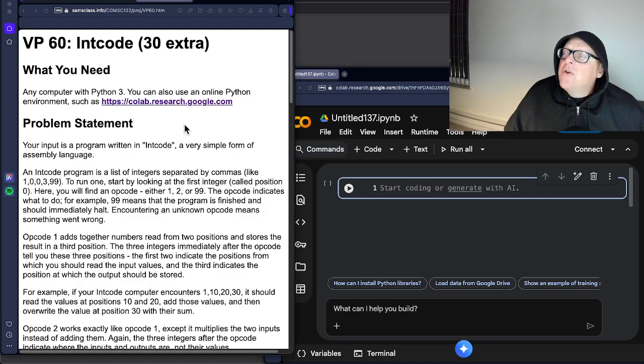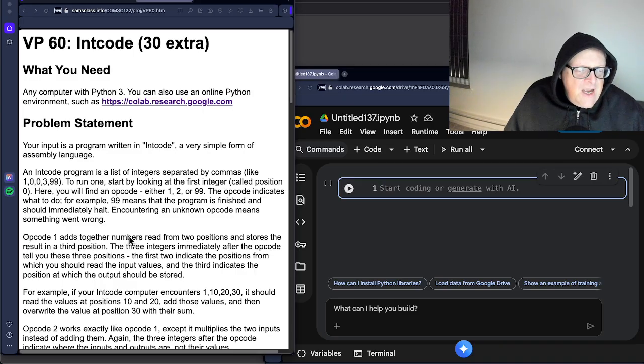This one here, you're going to actually make an interpreter for a simplified assembly language, which I thought was very nice. So it's written in Intcode, a very simple form of assembly language. It's a list of integers separated by commas. So you look at the first integer, and you'll find an opcode, which is either 1, 2, or 99. There's only 3 possibilities. And then you will have the next 2 positions of the arguments.